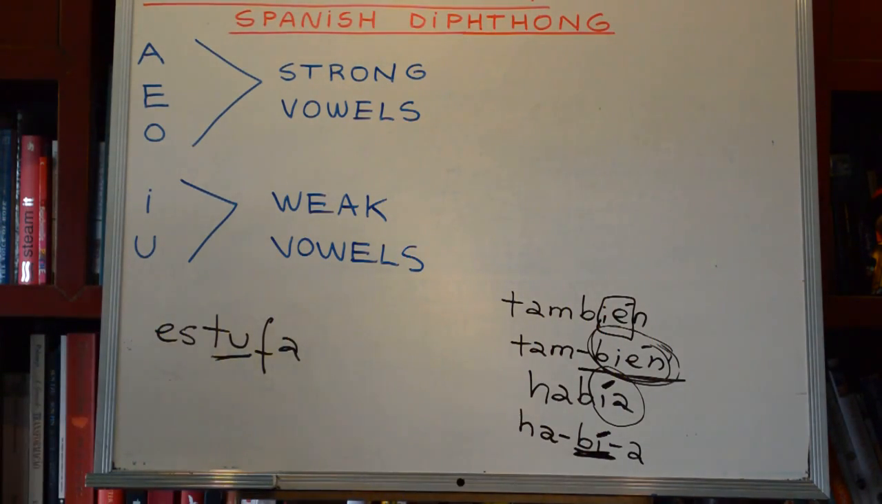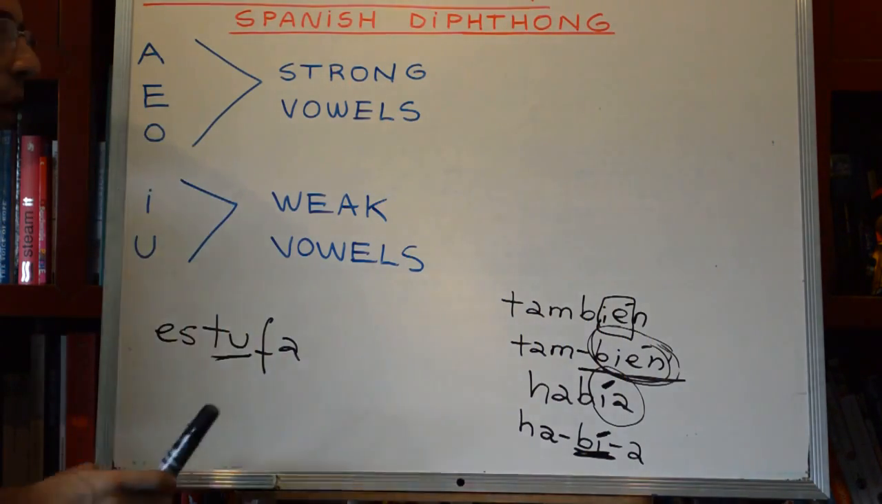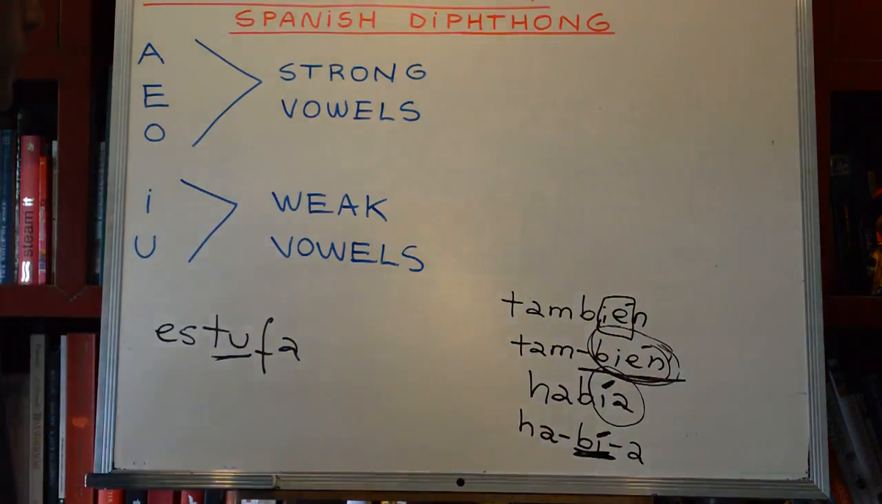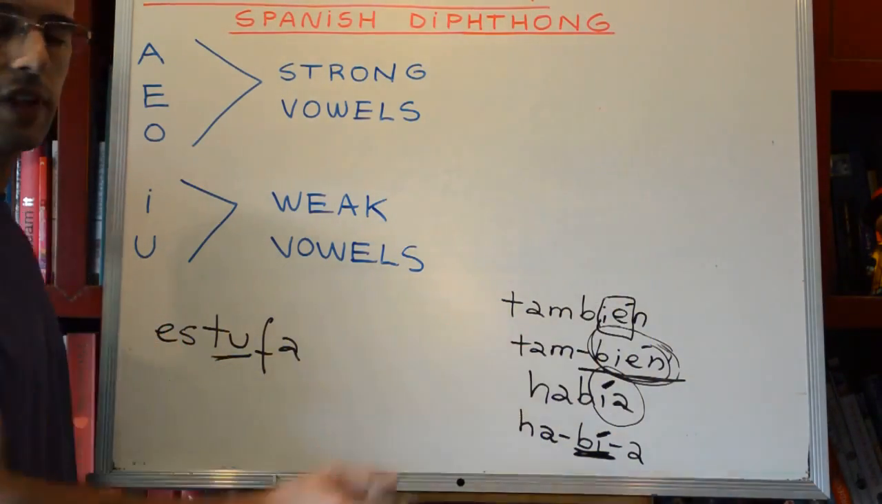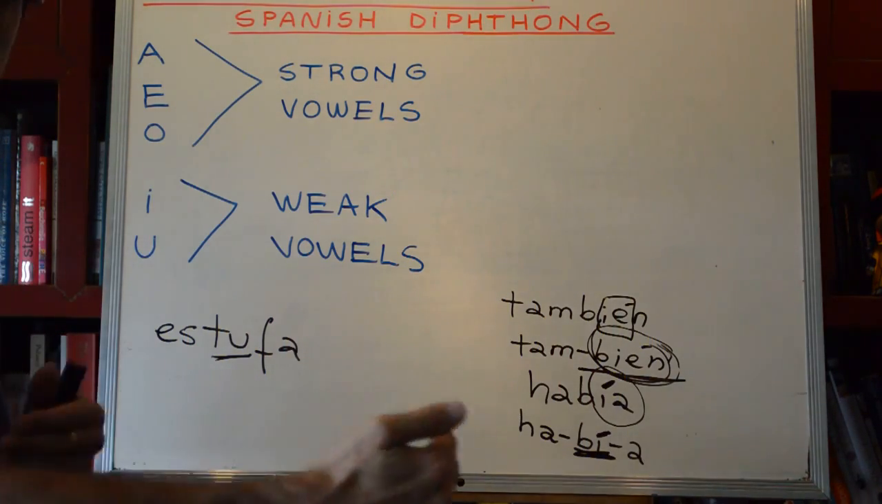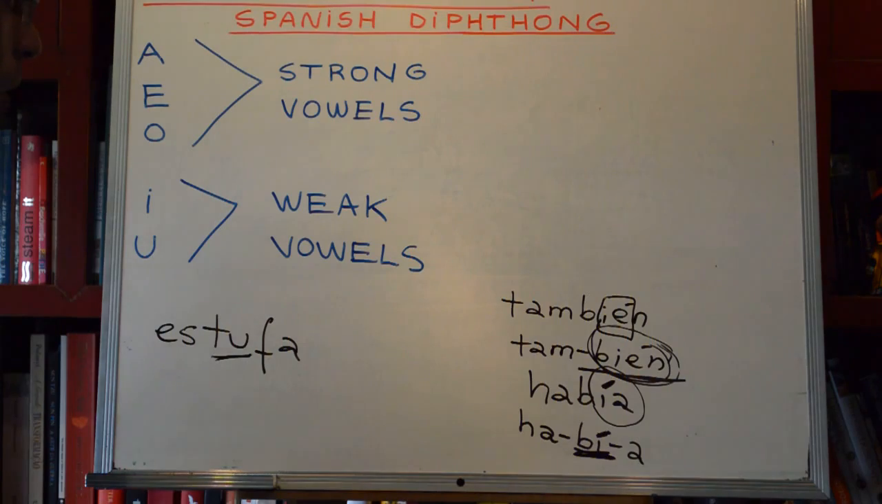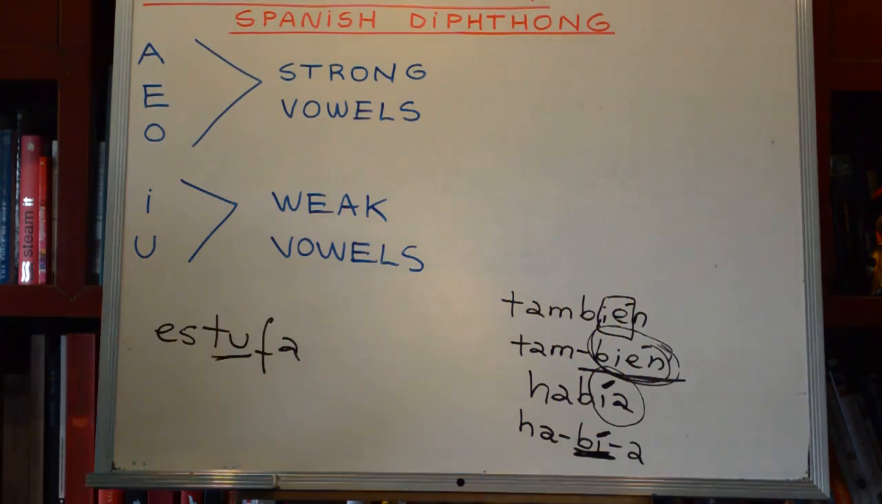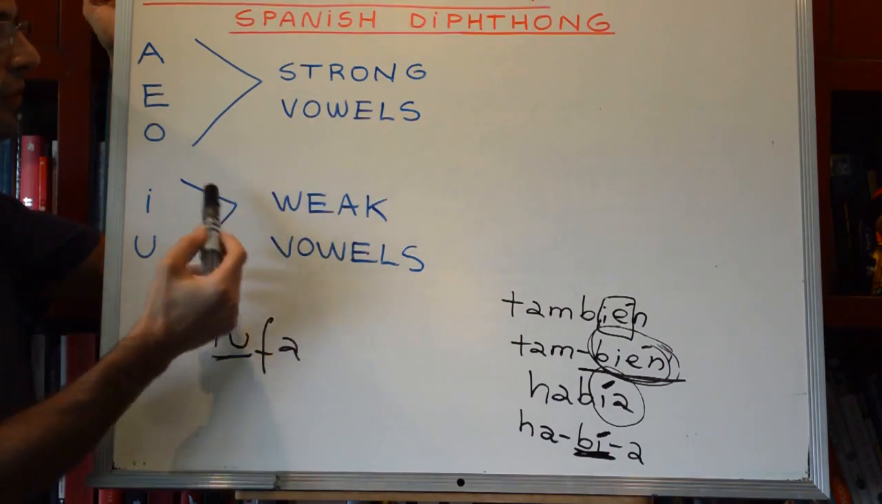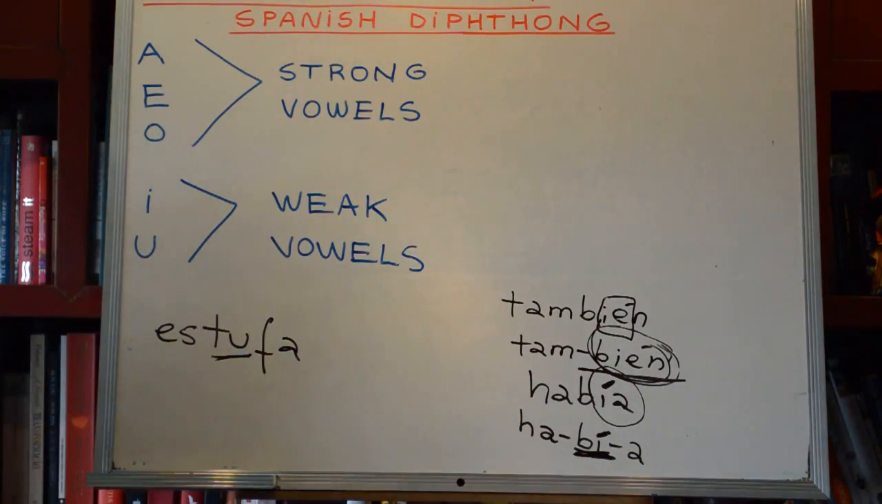Now, we have a diphthong when we have 2 vowels together in the same syllable, when those vowels are not separated in the syllable. When do we know that these vowels do not go separated? Because of this. These names are very appropriate: strong vowels and weak vowels. Let's think of it this way.